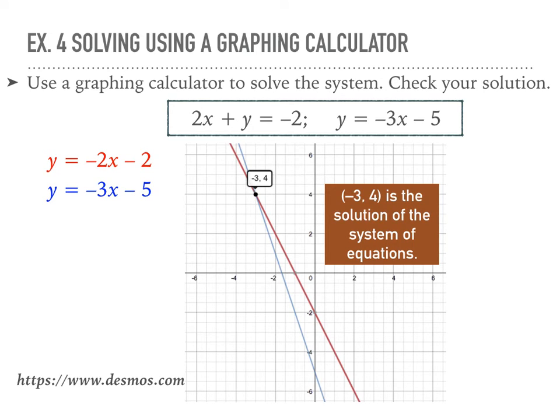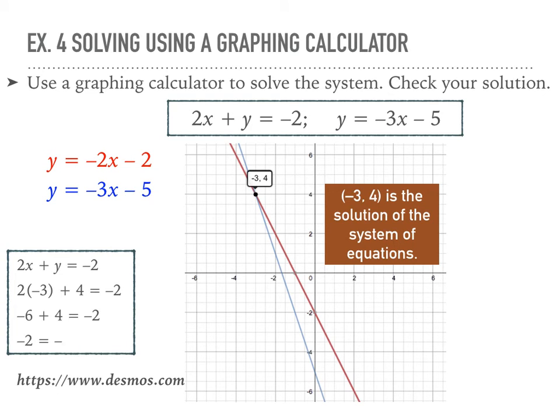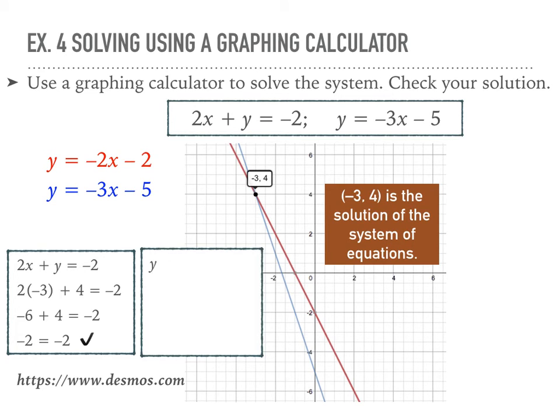And once again, we want to check that this is the solution. I'll substitute negative 3 in for x and 4 in for y into the first equation, and I get a true statement. And I'll substitute these values into the second equation. I also get a true statement. So I did find the solution to that system of equations.